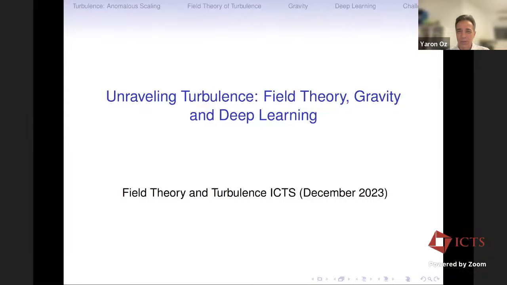What I would like to talk about are three directions to turbulence. One is field theory, one is gravity, and one is deep learning, and perhaps try to convince you that these are fruitful directions to pursue.